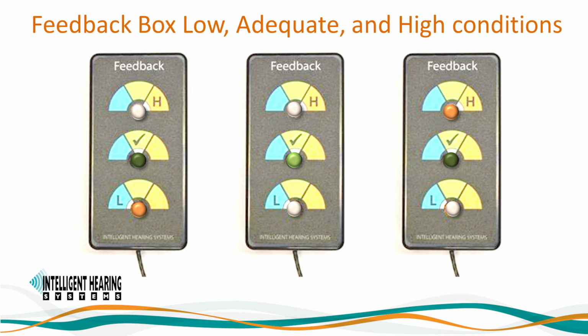When the sweep baseline EMG level is less than the acceptance amplitude range minimum level, the low level condition, the bottom orange LED is illuminated. When the sweep baseline EMG is greater than or equal to the acceptance amplitude range minimum level, and less than or equal to the acceptance amplitude range maximum level, the satisfactory level condition, the middle green checkmark LED is illuminated. When the sweep baseline EMG level is greater than the acceptance amplitude range maximum level, the high level condition, the top orange H LED is illuminated.